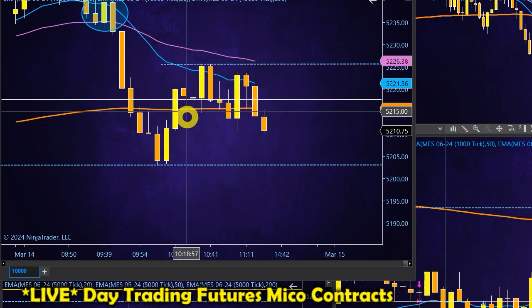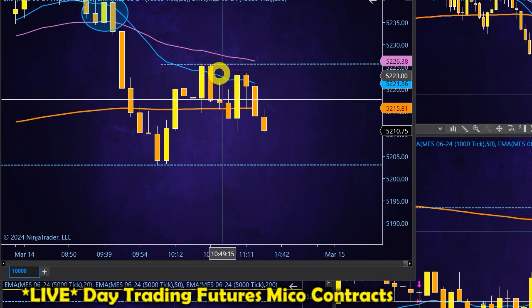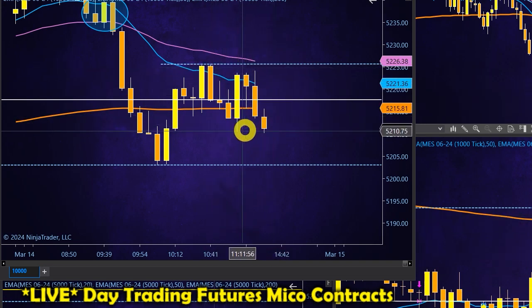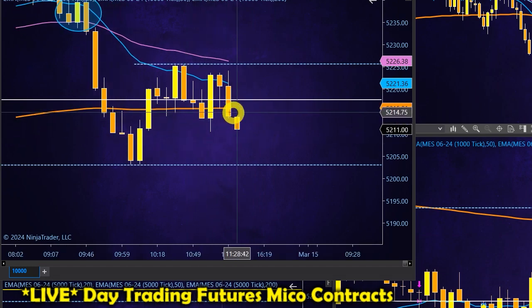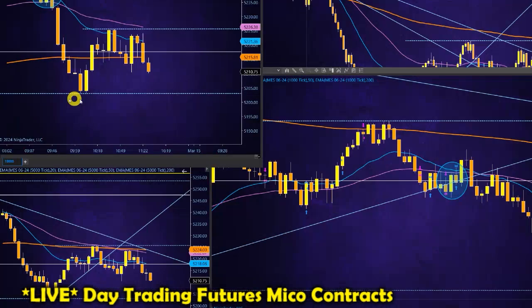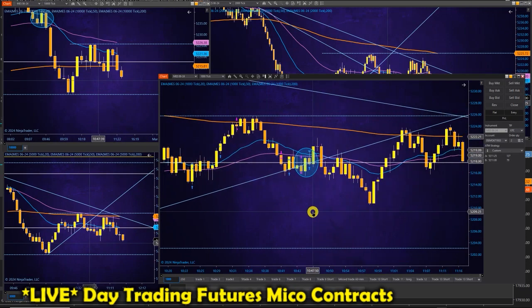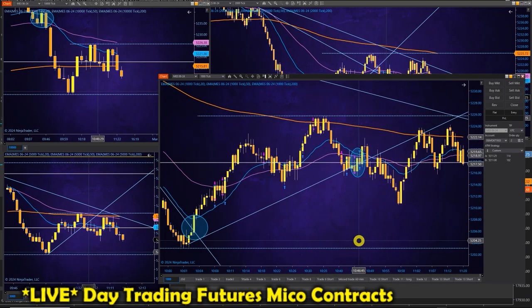This is too choppy. Look at this strong green candle right there, and look at this strong bearish candle back below the 200. You know, I can't trust that. So we're not going to take any more trades today, even though I strongly want to.